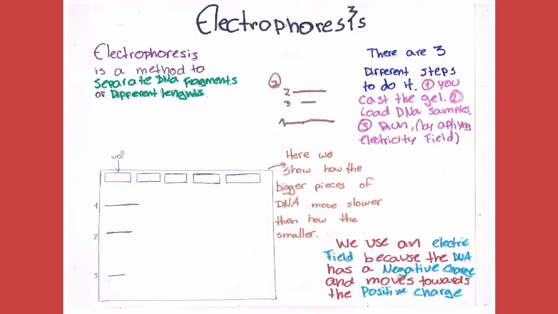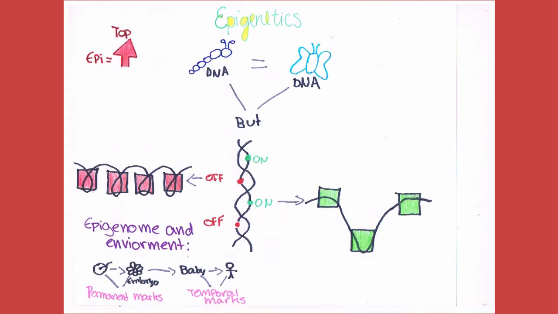This happens because the DNA, which is negative, is attracted to the positive when we put electricity, and that's why they move. Epigenetics. The epigenome is on the top of the DNA.